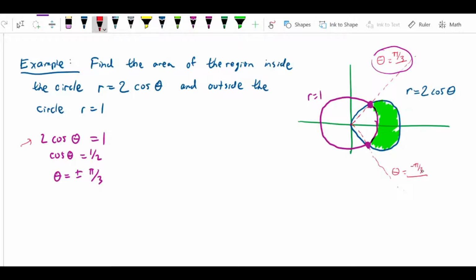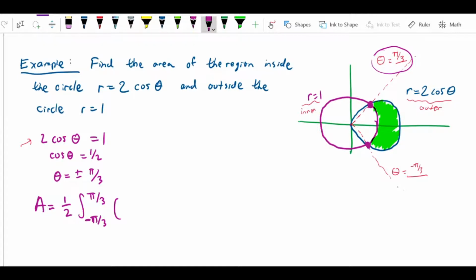Okay, so now let's set up the area. So the area is going to equal 1/2 times the integral from negative pi over 3 to pi over 3 of the outer curve squared minus the inner curve squared. Well, we can see that r equals 2 cosine theta is the outer curve, and r equals 1 is the inner curve.